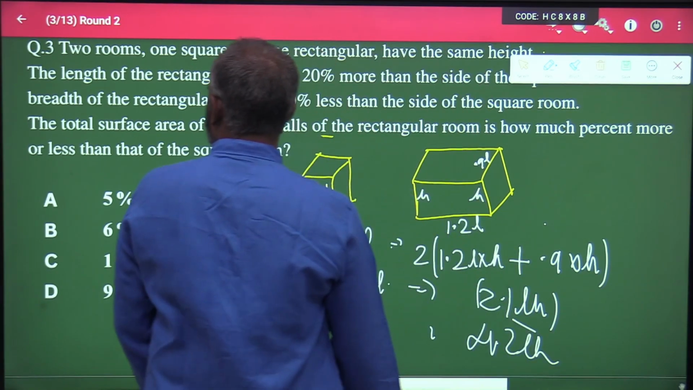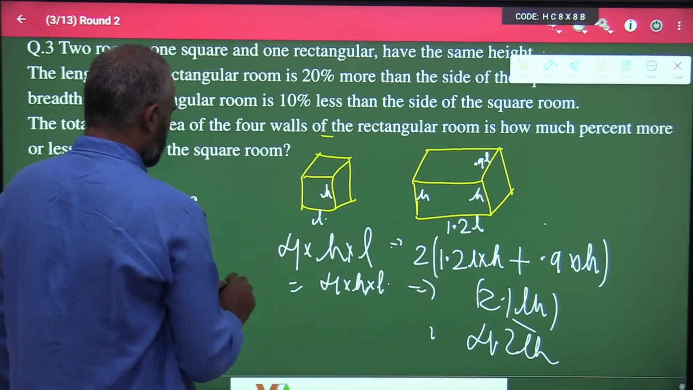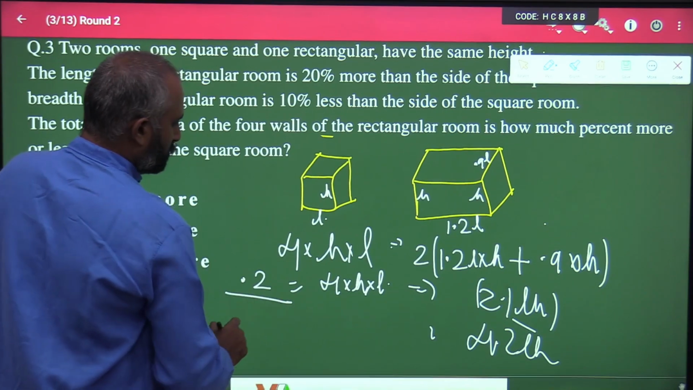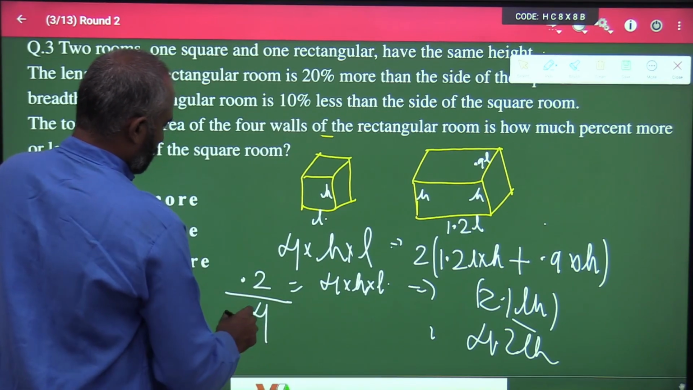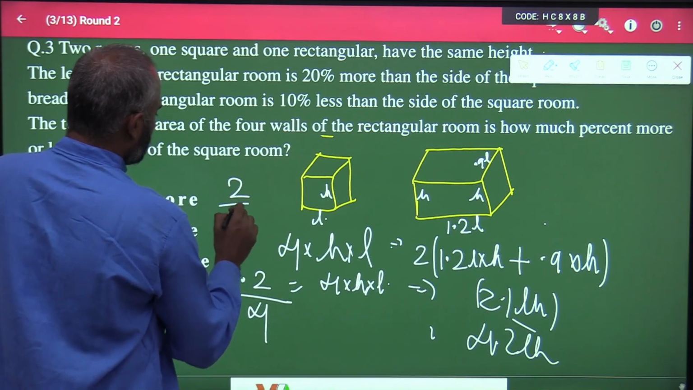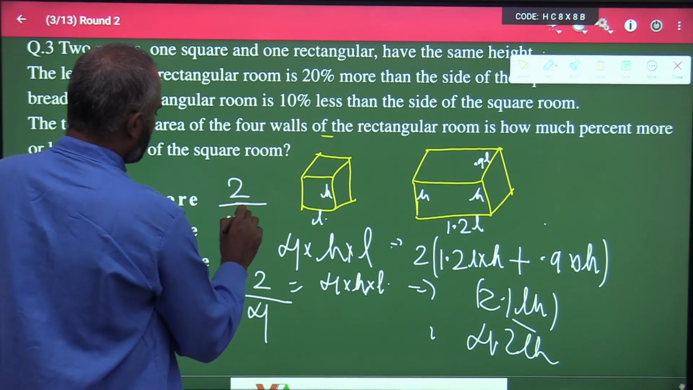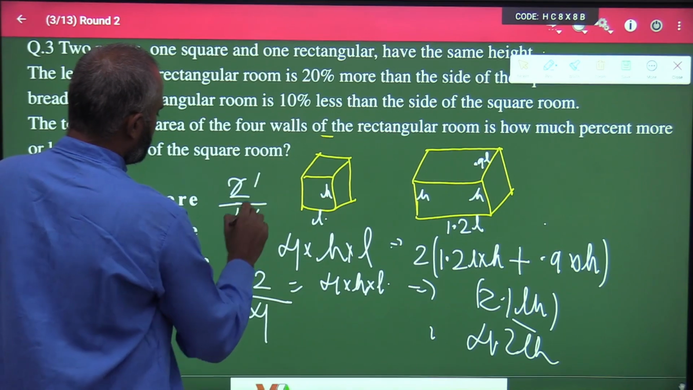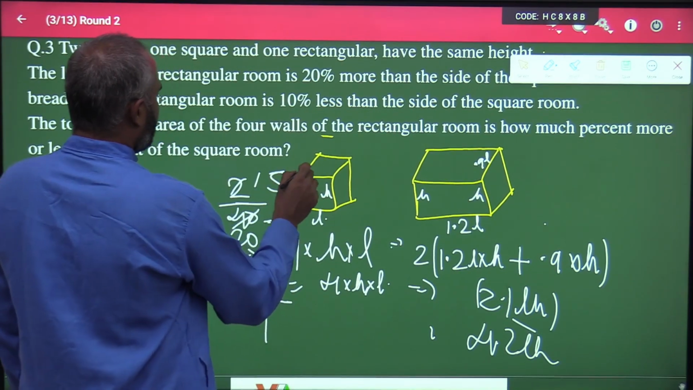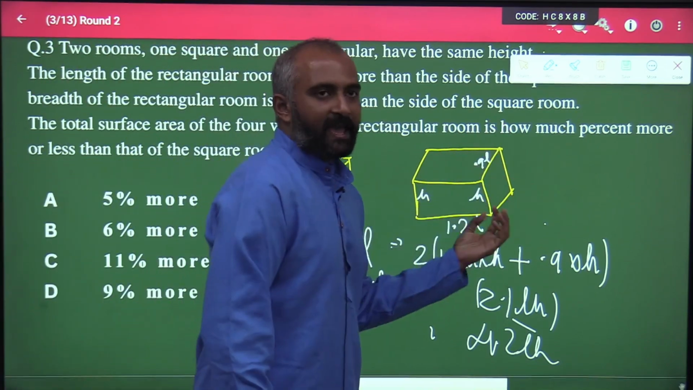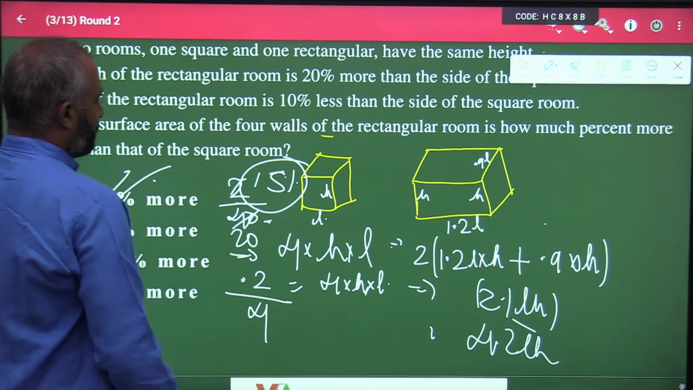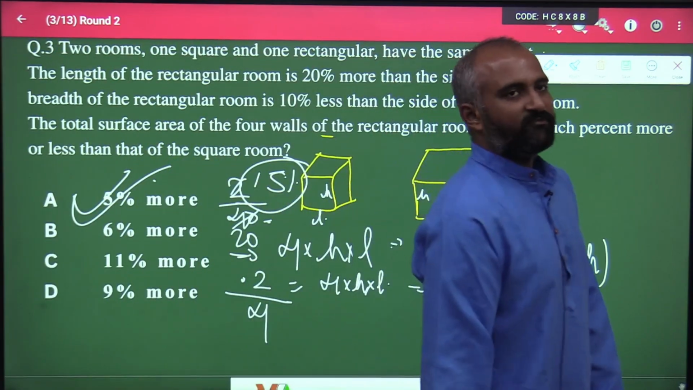Okay, 4.2 LH. Now he is asking the percentage. How much is it more? It is 0.2 over 4. So you could take out the decimal and make it 1 by 20. So 1 by 20 is how much? 5%. The rectangular area is 5% more than that of the square area. So the answer is 5% more.